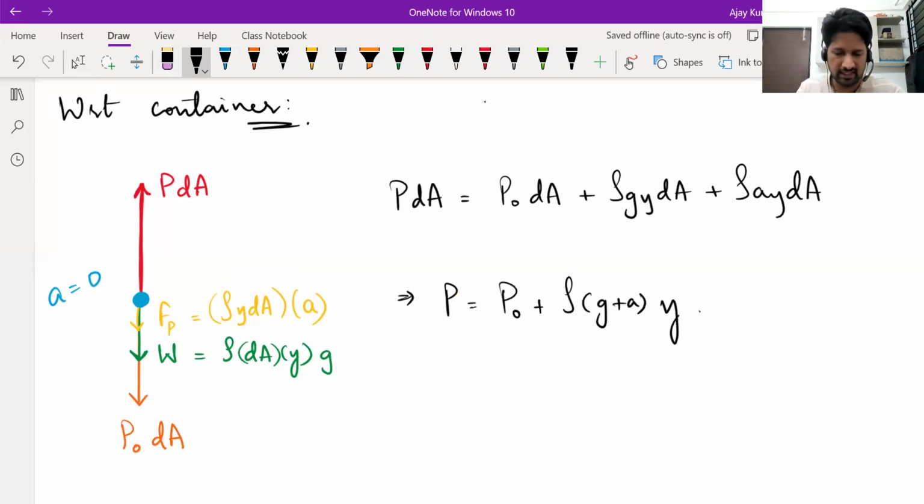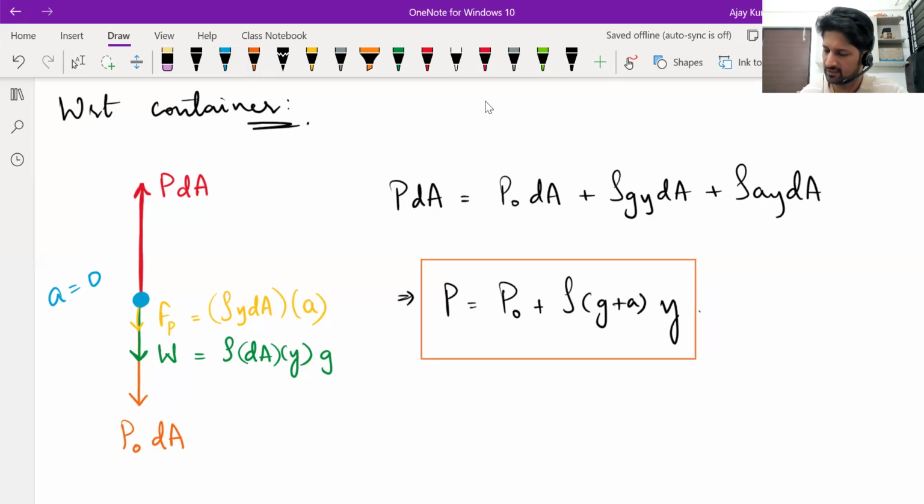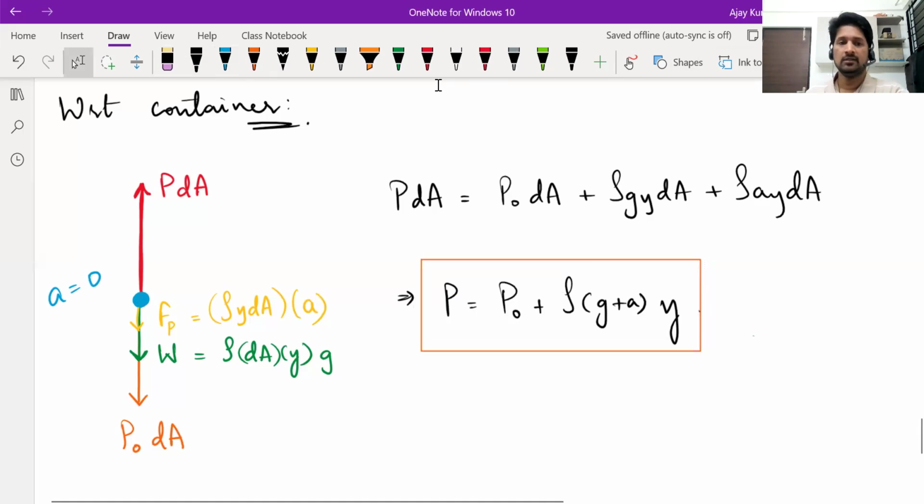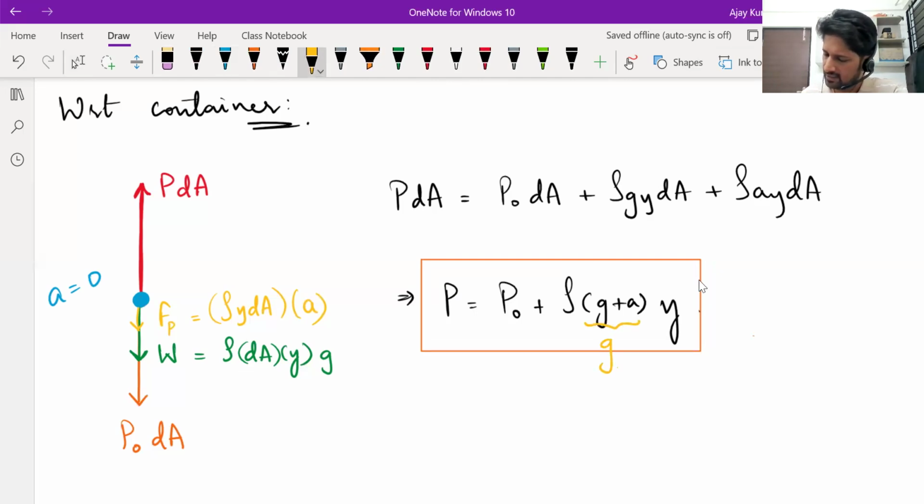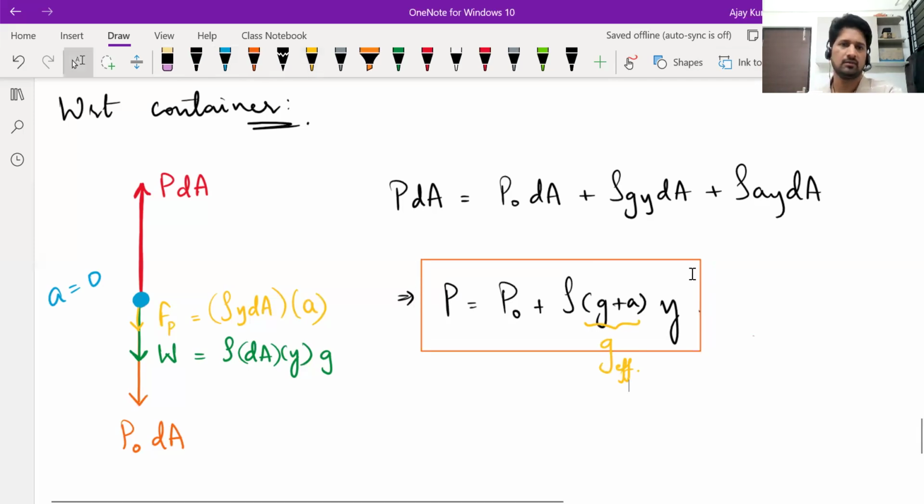So whether you derive it by taking ground as the reference frame or the container as the reference frame, pressure will be the same. If the container is accelerated upward, then the pressure at a depth y from the free surface will be P naught plus rho into g plus a into y. Just remember that if the container is accelerated upward, effective gravity becomes g plus a. So wherever you see g, you replace it with g plus a. That's all. Okay.